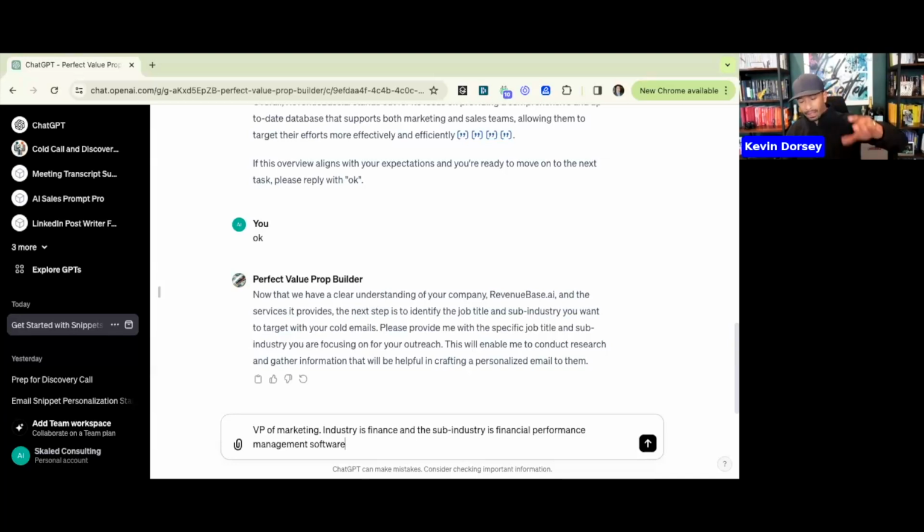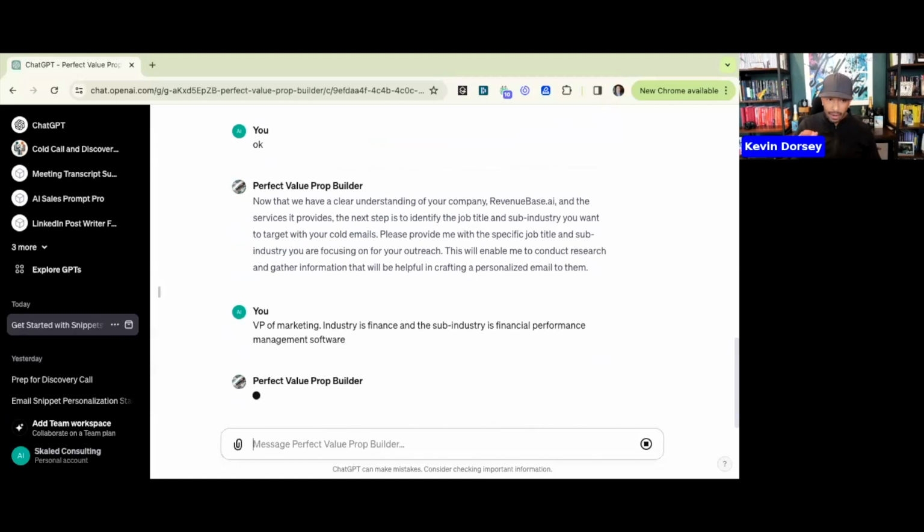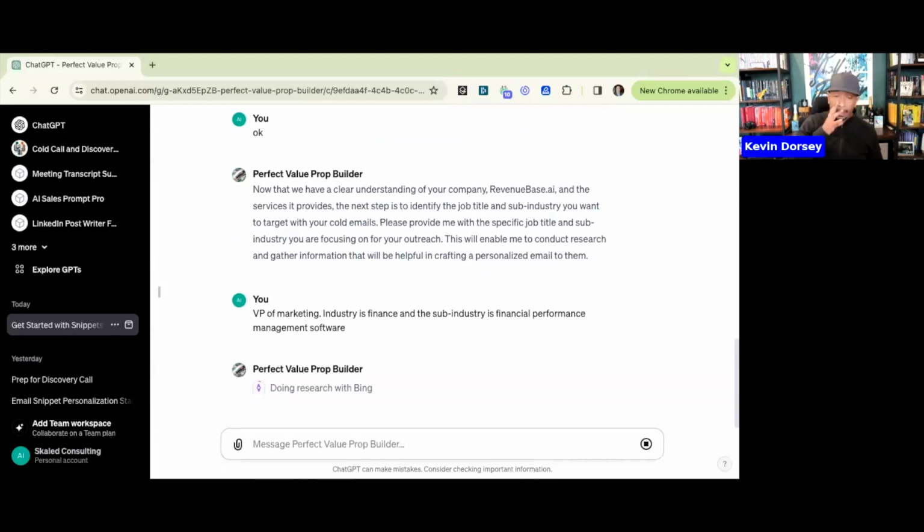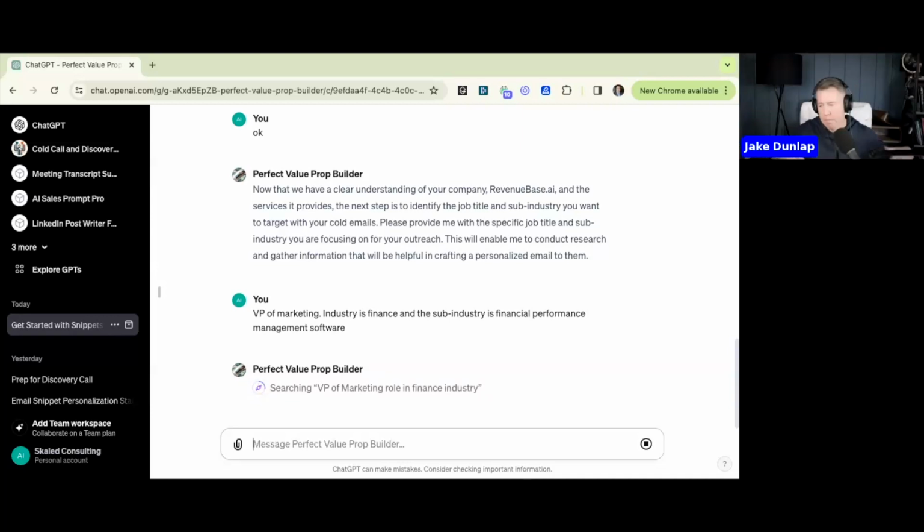So now we're back to this. We got the high level on the company. Now notice what it's asking for. All right, we know what the company does. What's the job title and sub industry you're looking for, so I can go out and get information on that? So we're looking for the VP of marketing. Industry is finance. Sub industry is financial performance management software. We're talking very specific on what we're looking for. And with just a click, now it's going out on Bing. You can say, hey, I got a role, CFO, whatever your thing is, you just type it in.